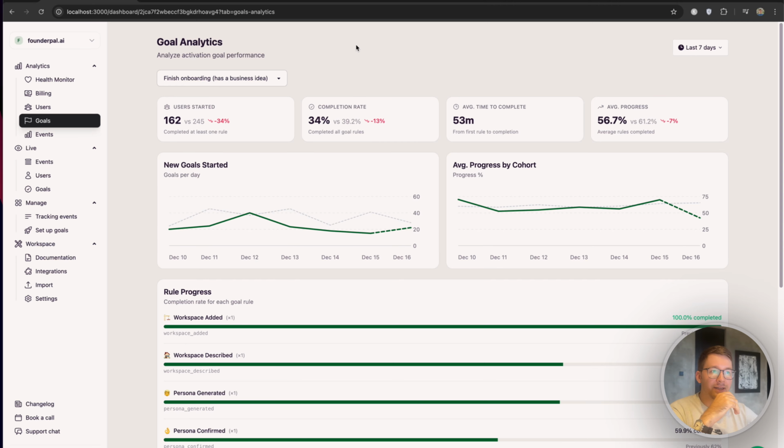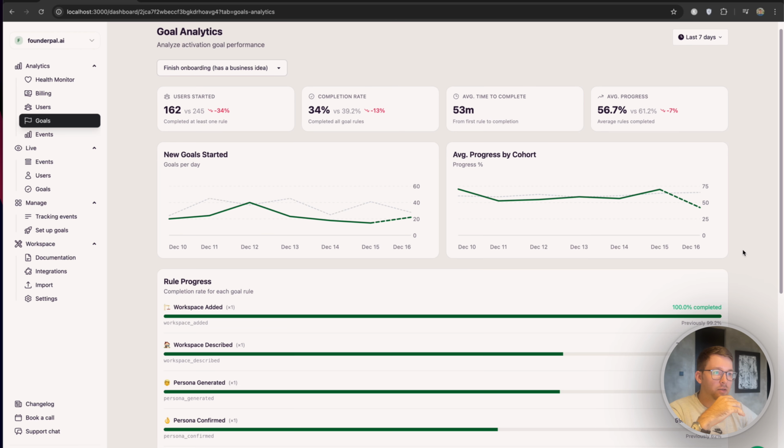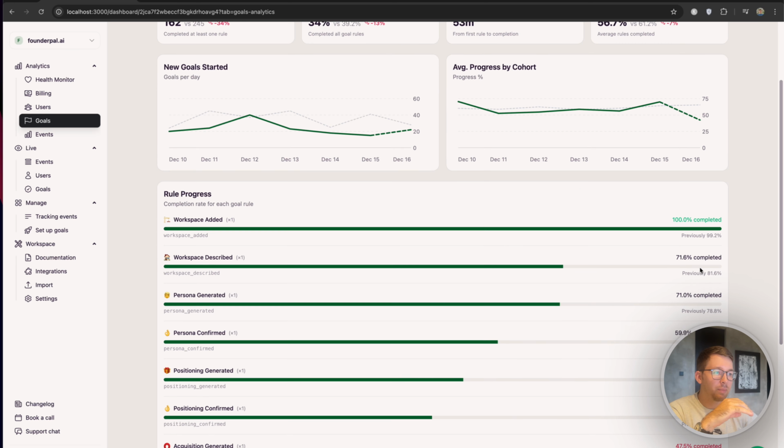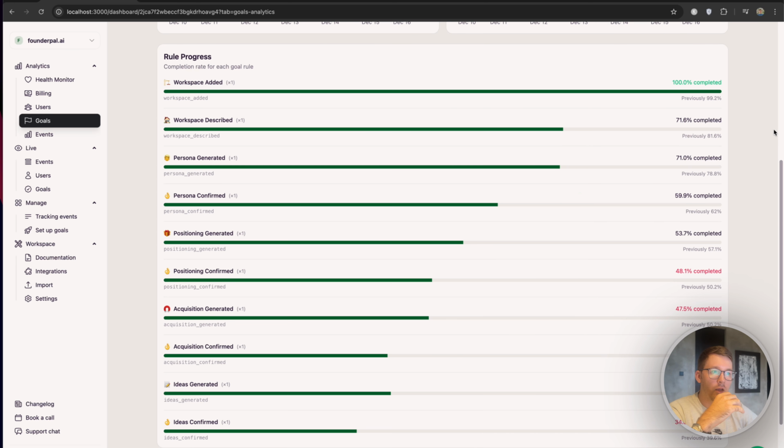And for example, here I can get really nice analytics on what's going on. So I have high level stuff, how many people started, what is the completion rate, what is the average progress, how much time they need to complete this goal, and nice charts for in progress. But I think the main highlight is this graph. I understand where the dropout happens.